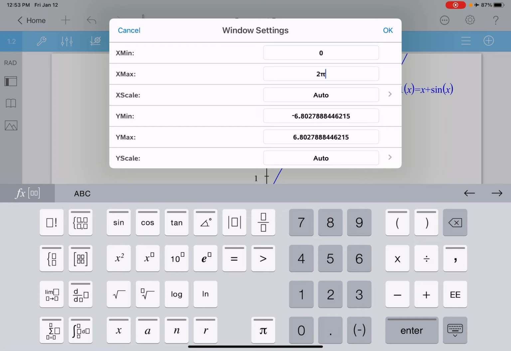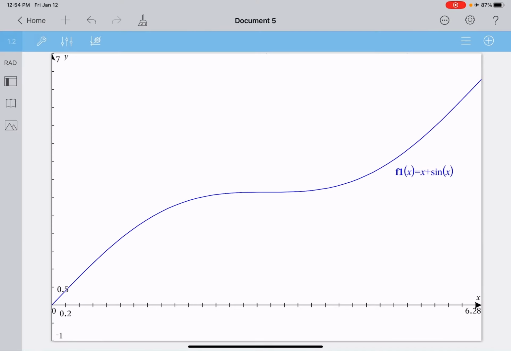Now for my y values, I have a guess as to what these min and max values should be. We thought the minimum value was going to be 0, so I'm going to go just a little bit beyond that and put in a negative 1, and then for the maximum y value, we came up with a max value of 2 pi, which is about 6.28, so I'm going to put a 7 in there. And I'm going to hit OK and graph this thing, and it looks here, guys, like this is telling us what we thought.